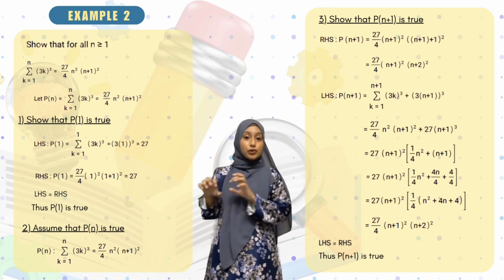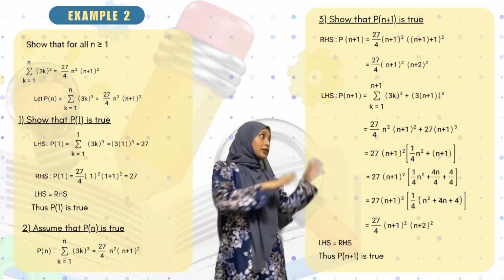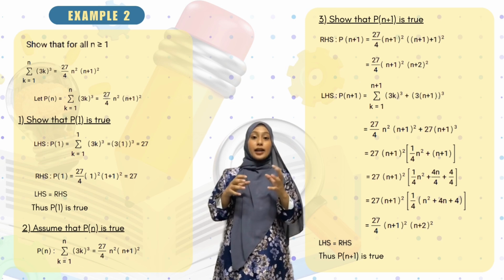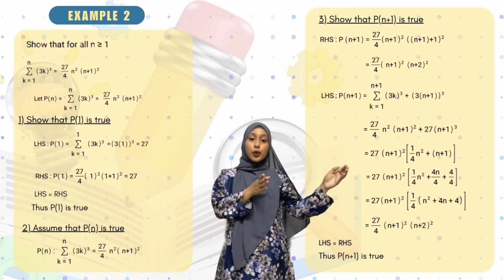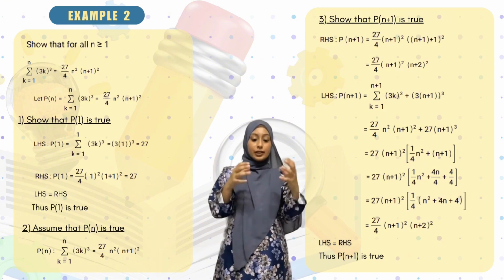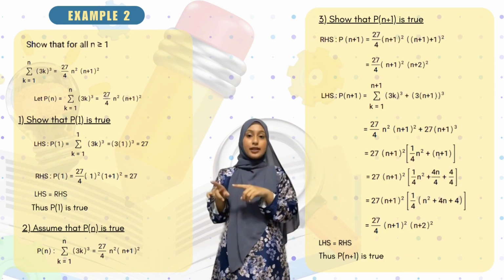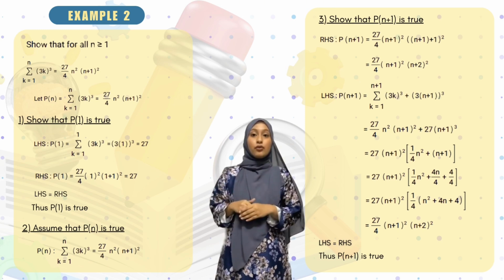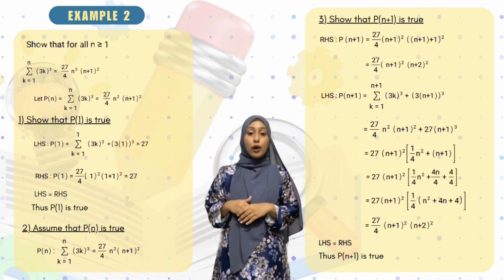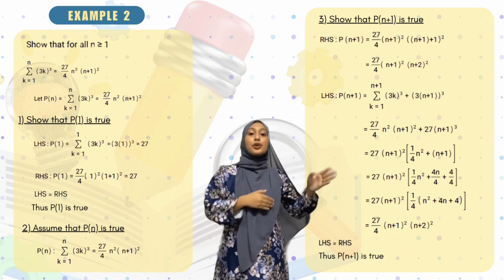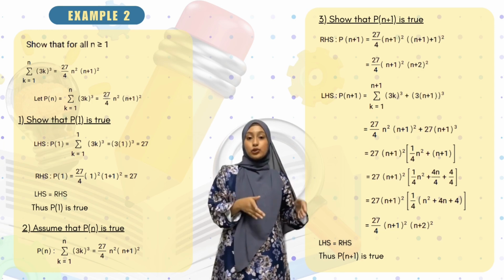After that, we take a look at the left-hand side expression. I already substituted n plus 1 into it, as you can see right here. After that, I factorize out 1 over 4 from the bracket and it forms a quadratic expression. After that, I factorize the quadratic expression, then I multiply 1 over 4 with 27. After that, we get 27 over 4 times n plus 1 to the power of 2 times n plus 2 to the power of 2, which is the same as the right-hand side expression above. So that means the left-hand side equals the right-hand side.